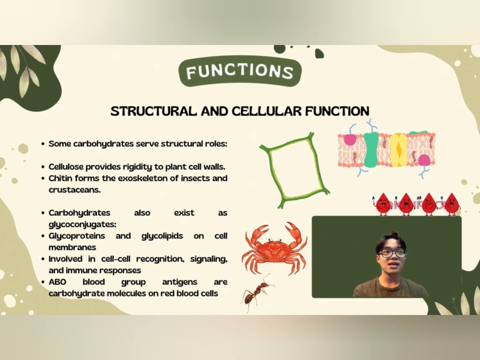Finally, carbohydrates have important structural and cellular roles. Cellulose and chitin provide structural support in plants and arthropods. Glycoproteins and glycolipids on cell membranes are involved in cell recognition, immune response, and blood group determination, such as the ABO blood group antigens. Overall, carbohydrates are essential for energy, metabolism, and cellular function.